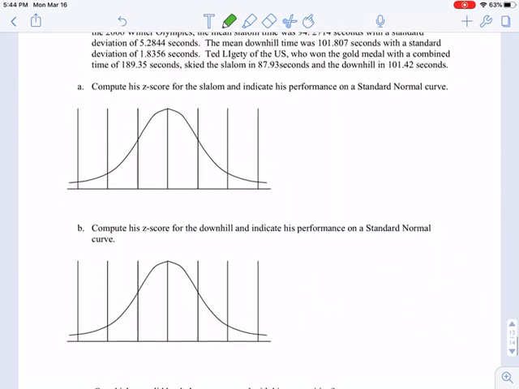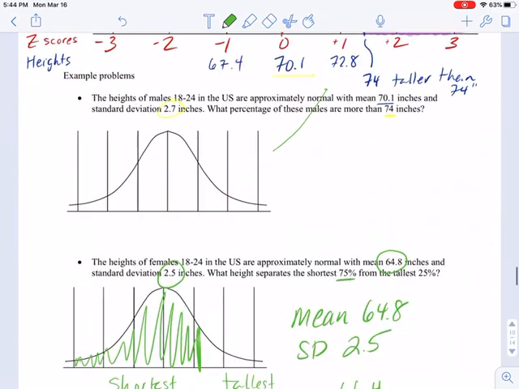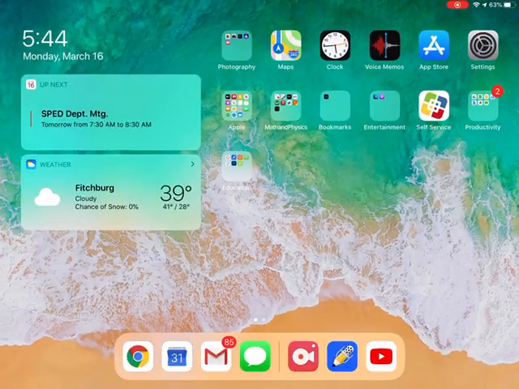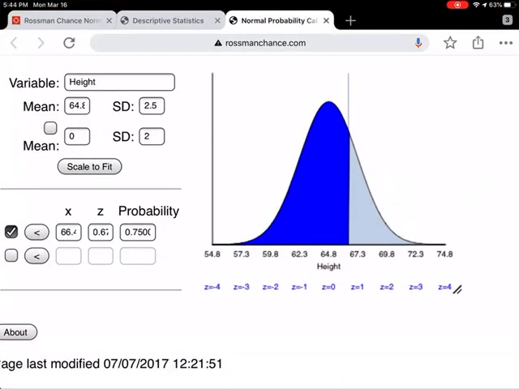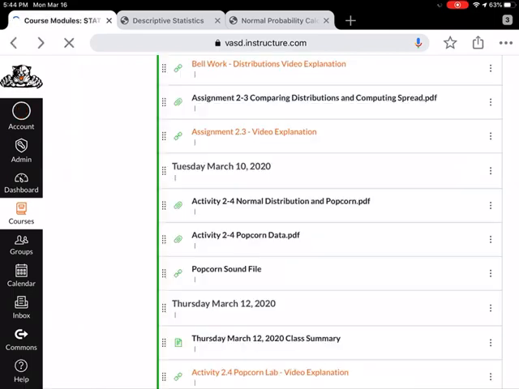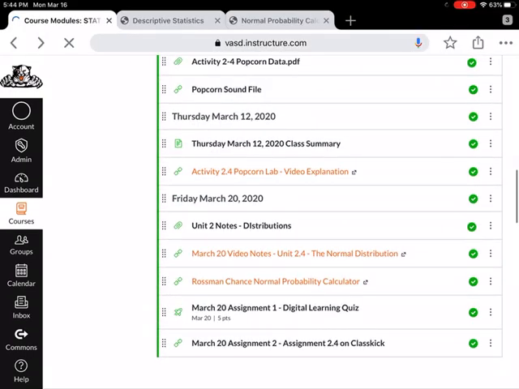We are going to skip this last part here. I may do these examples at the end on another day, but for right now, we've done a few examples using the normal probability calculator. And what I'd like to talk about next is what your next steps are. So if we go back to Canvas, I would like you to do two things. One, I'd like you to do this digital learning quiz.